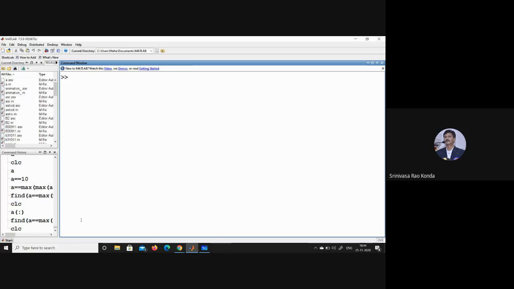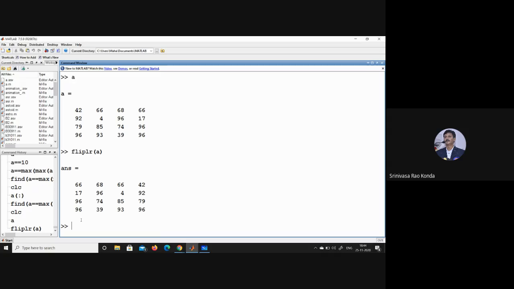Next I want to tell you one important command. A is with me. Flip LR. This is a very interesting command. Flip LR of A, what will happen? What is the output? Flip LR means flip left to right. The matrix will be flipped, like flipping a coin.